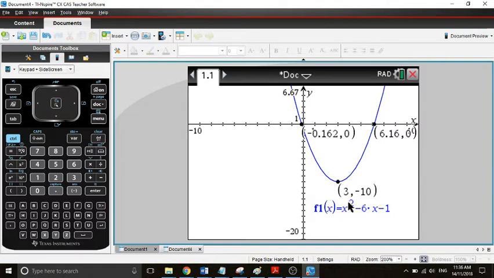So we know our y-intercept happens at x equals 0. So 0 squared minus 6 times 0 is still 0, minus 1, so that happens at -1. Our x-intercepts we find through letting it equal 0. So let's have a look at that again, but we're going to go through it a slightly different way.